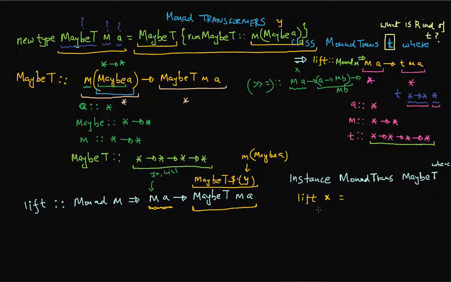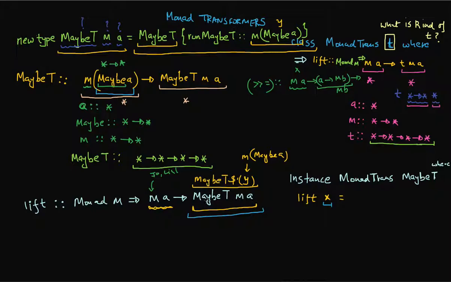Okay, so what's going to happen here is that lift takes in some value. This value has a type, which is ma, right? And out comes back another value which is of type maybeT of ma.